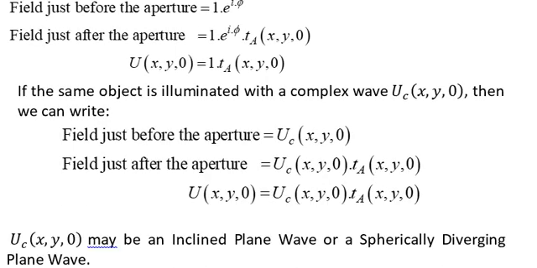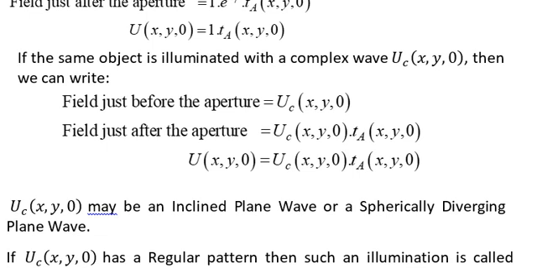Now suppose that our wave is not a plane wave but is a complex wave, not incident normally. So let's regard that complex wave as u subscript c at x comma y comma 0. Then we can write the field just before the aperture as u c of x comma y comma 0, and the field just after the aperture is u c multiplied by the amplitude transmittance of the object, Ta. So our field in this case, u of x comma y comma 0, is equal to u c at x comma y comma 0 multiplied by Ta at x comma y comma 0.